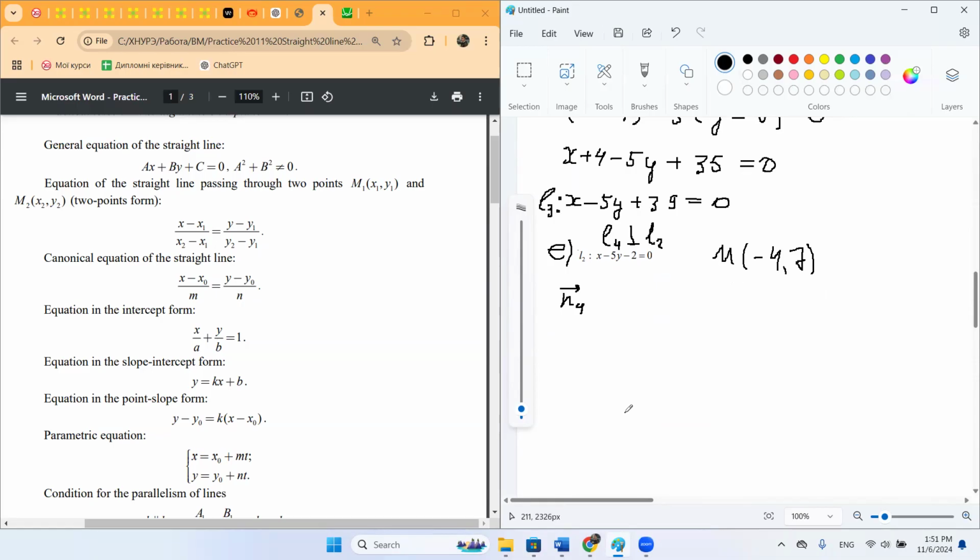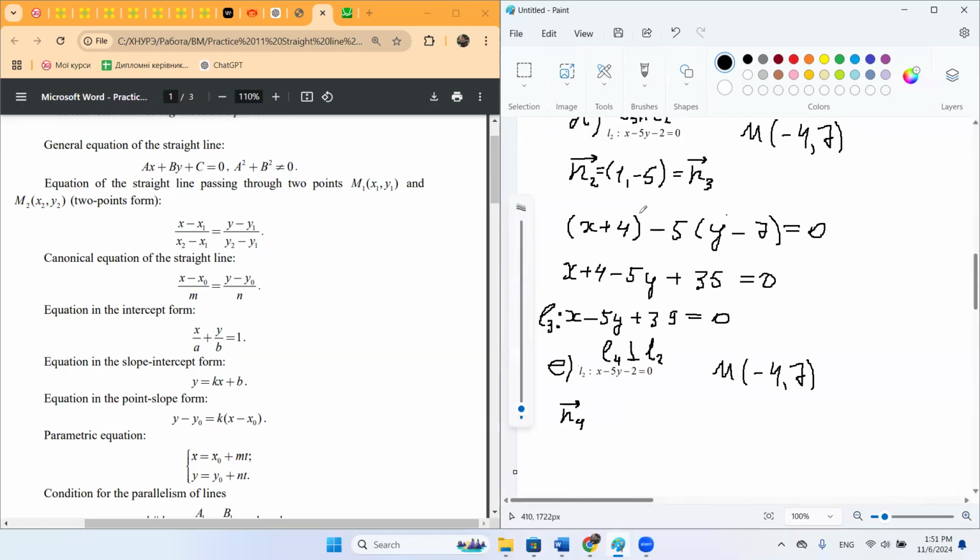Well, we can use the formula where a times x minus x0 plus b times y minus y0 equals 0. So we will use this formula. We used it in this part, but we don't know the normal vector. How to find it? So any ideas? Bogdan?